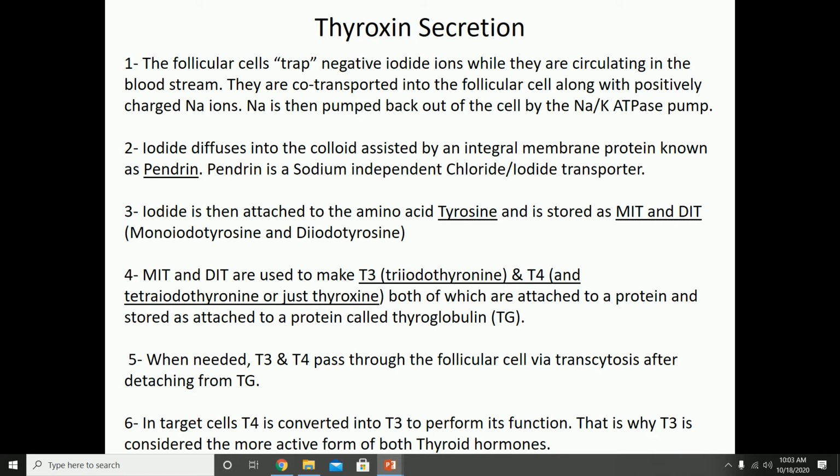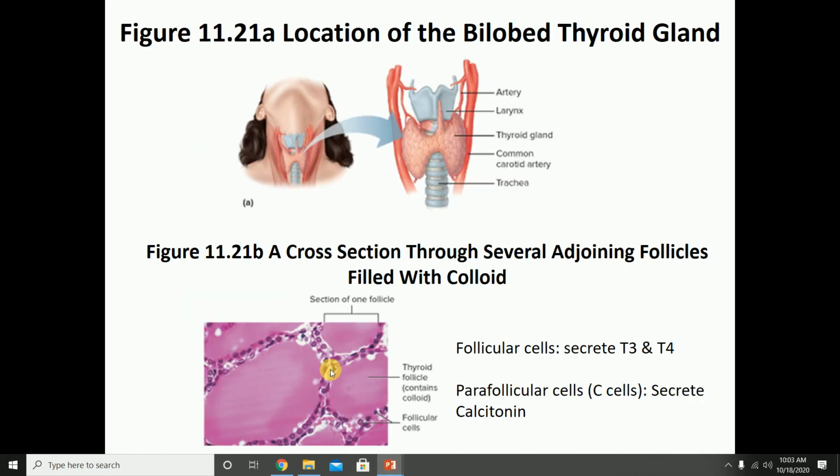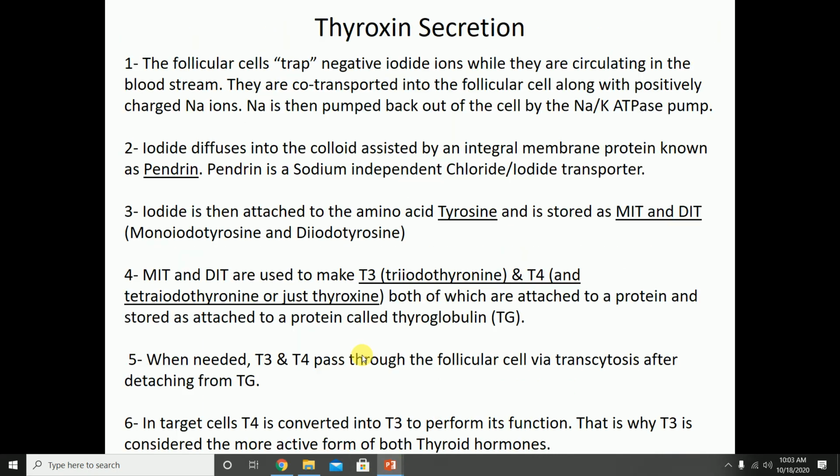So the follicular cells, these cells right here, are going to trap negative iodide ions, and then transport them into the cell. They are co-transported with sodium, and sodium will then get pumped back out of the cell through the sodium-potassium pump. What happens to that iodide? Well, now that it's in the follicular cell, it will be transported into the follicle through another protein known as pendrin.